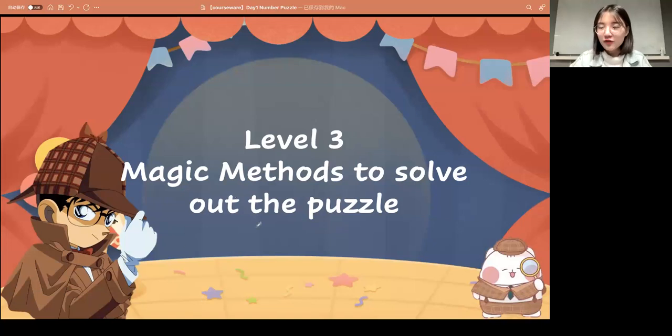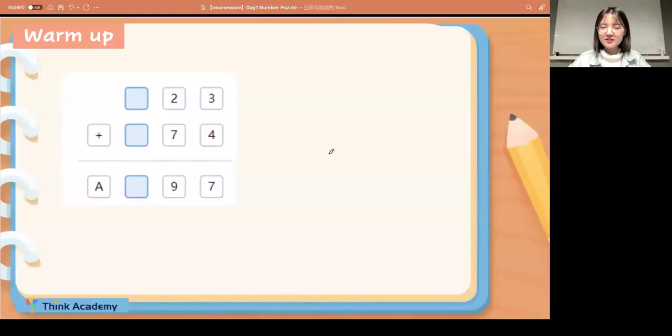Yes. So for level 3, we will learn about the magic methods to solve the puzzle. At first, for this question, 1 number 2, 3 plus 1 number 7, 4 will equal 1 number 9, 7. So maybe we can start from the ones column. So 3 plus 4 will be 7, right? And then for the tens column, 2 plus 7 will be 9.